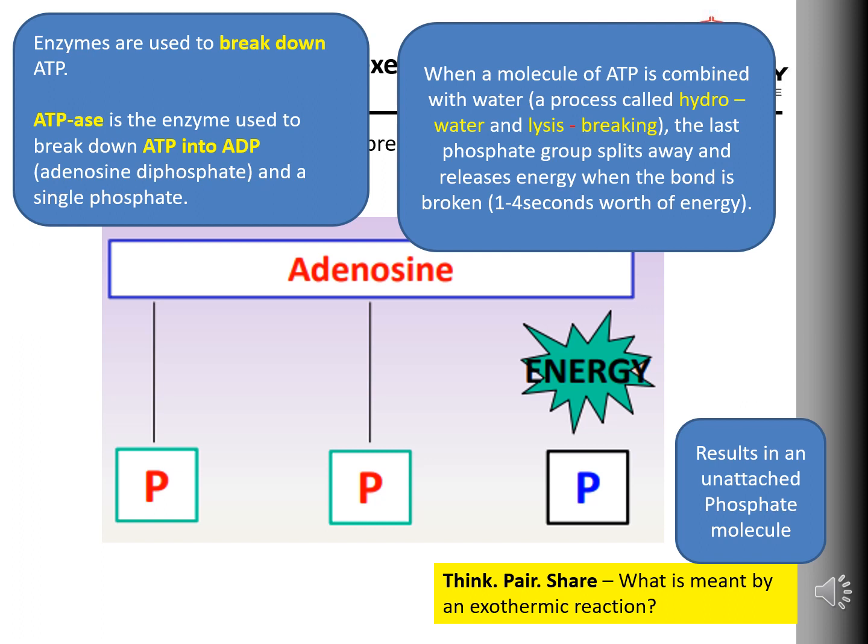So a bit of a recap from last lesson. Have a look at this process. Can you remember the exact process and how it all flows? So we've got adenosine triphosphate, which is then broken down by ATPase and hydrolysis, creating energy, through breaking that final bond, resulting in an unattached phosphate molecule. And this is called an exothermic reaction because energy is exiting. So we've got 1 to 4 seconds worth of energy created by breaking that bond.